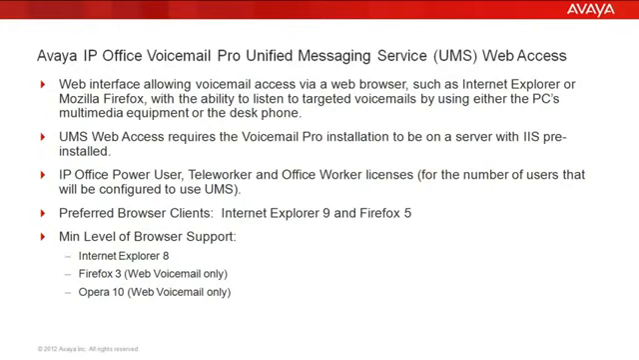UMS Web Access requires a Voicemail Pro installation on the same server that has been pre-prepped with Internet Information Server, otherwise known as IIS, and licensing is of course required to make use of UMS, and you see the licensing packages there either in the form of Power User, Teleworker, or Office Worker.